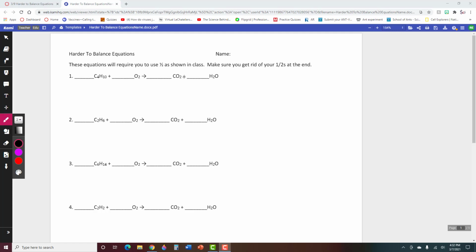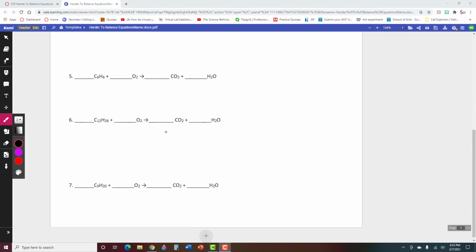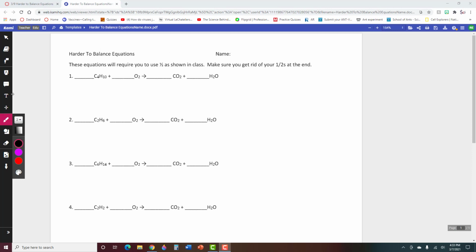Okay, so here in this worksheet, these are harder to balance equations, and so you're going to need to use a strategy, but all of these problems use that same strategy. So you start by writing what you have on each side as per usual. Let me make that a little bit thinner.